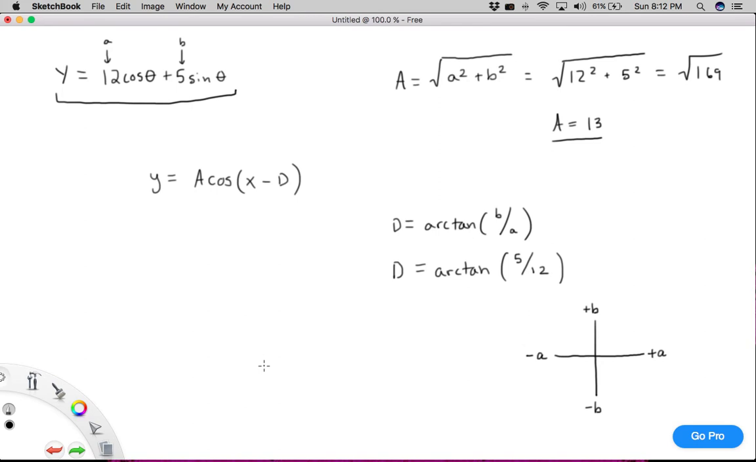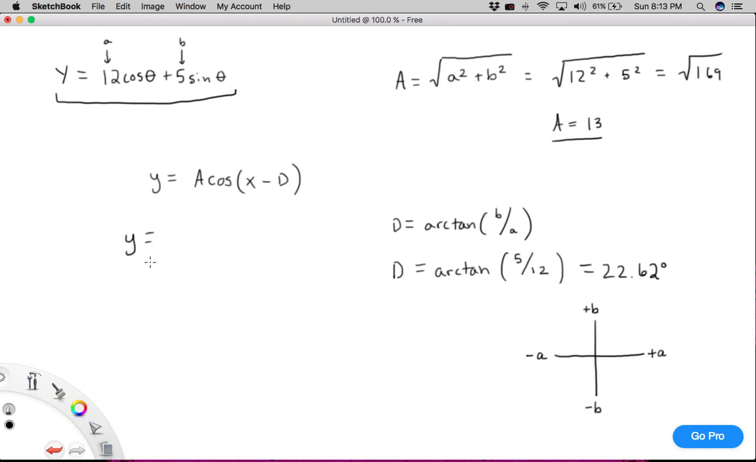So now what we're going to do is evaluate this arctan. For us, since it's going to be quadrant 1, we can just do regular inverse tan. I'm going to make sure that I'm in degree mode. And then we do inverse tan of 5/12. We get 22.62 degrees. Kind of a weird number. That's okay though. I wasn't expecting a whole number here.